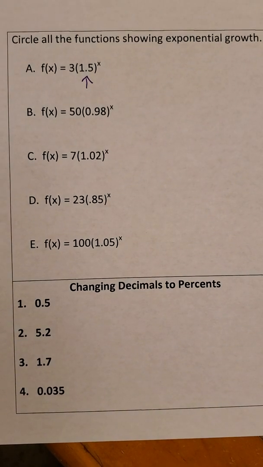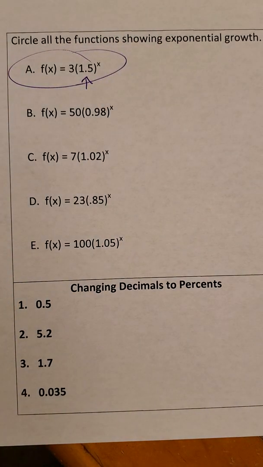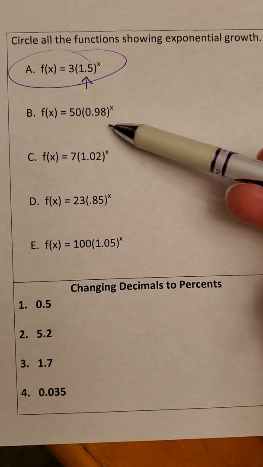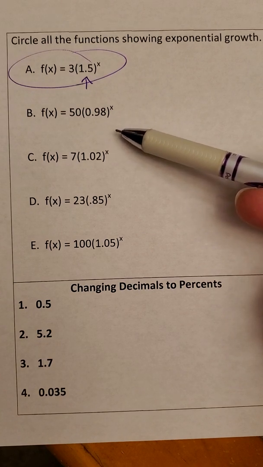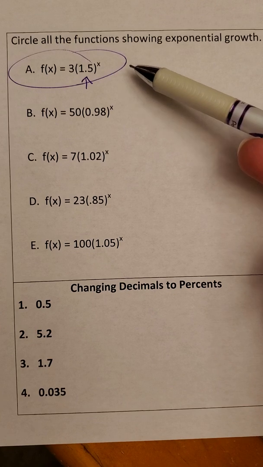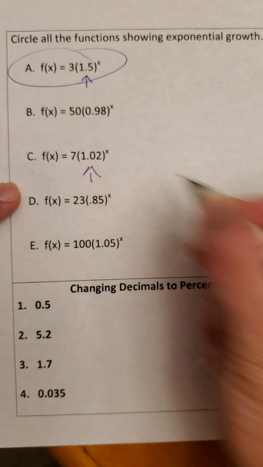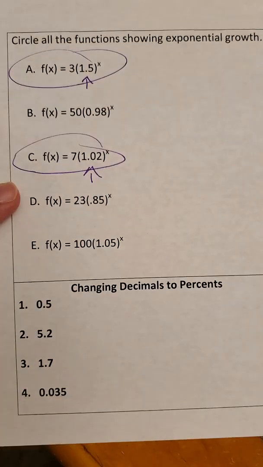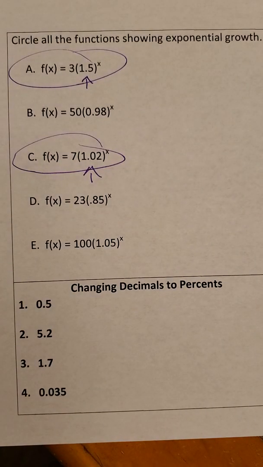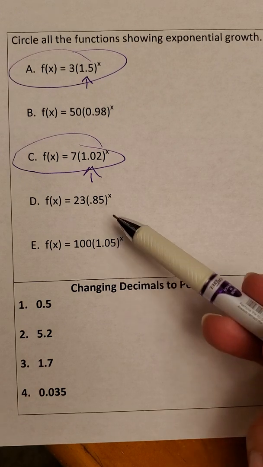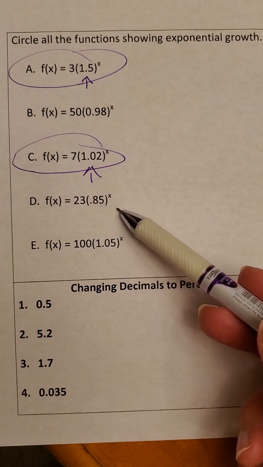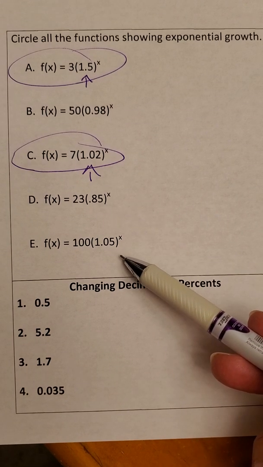So I look right there, 1.5. Is it bigger than 1? Yes, 1.5 is bigger than 1. Okay, that's a growth model then. 0.98, is that bigger than 1? No. So that's a decay model. We're not going to circle it because it said only circle the growth functions. 1.02, is that bigger than 1? Absolutely. 1.02 is bigger than 1, so it's a growth model. 0.85, not bigger than 1. That's a decay model. 1.05, definitely bigger than 1. It's a growth model.